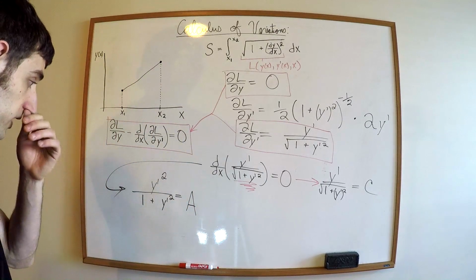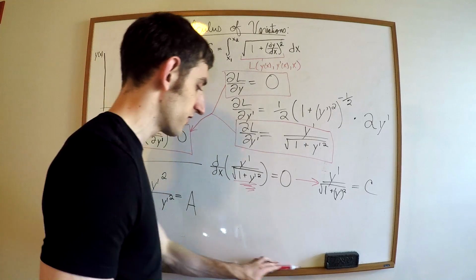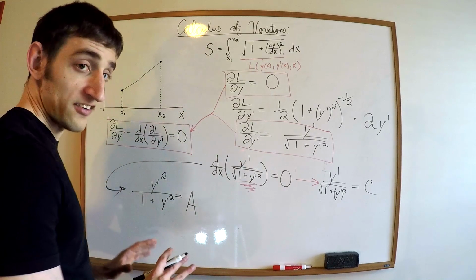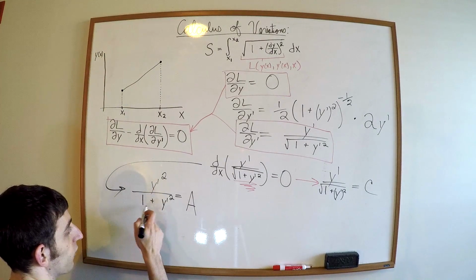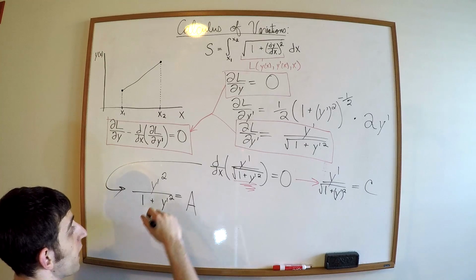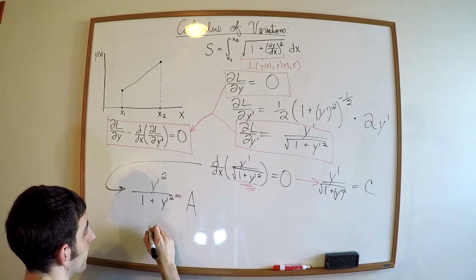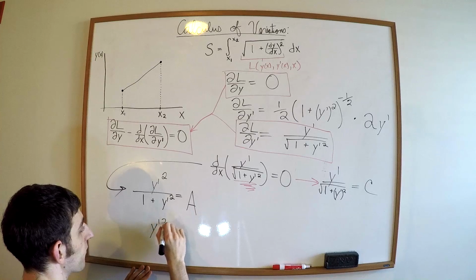Next, I'm sort of running out of space here, so I'm going to crouch down a bit. Don't let that distract you. We can take the 1 plus y prime squared, multiply it over here, and then group the y prime squared terms.